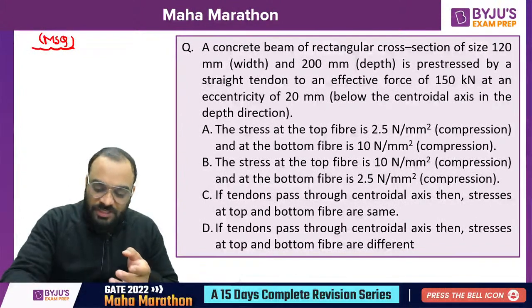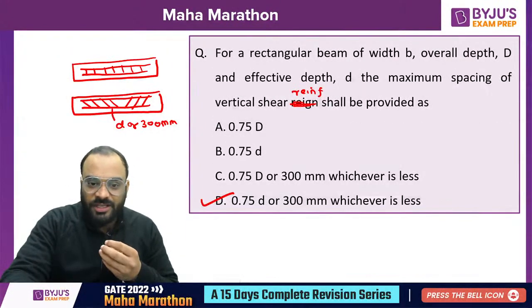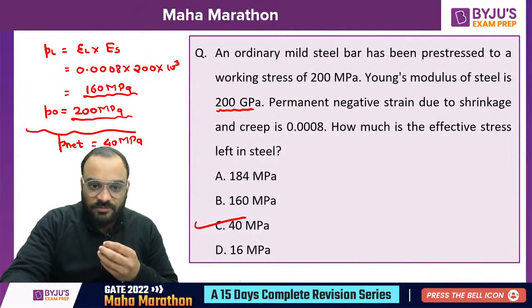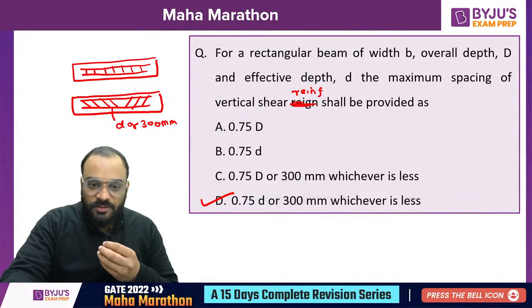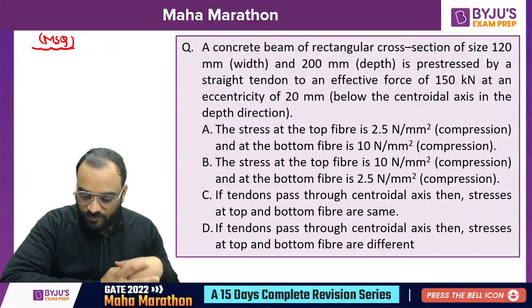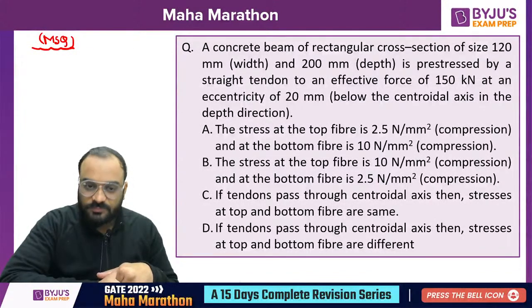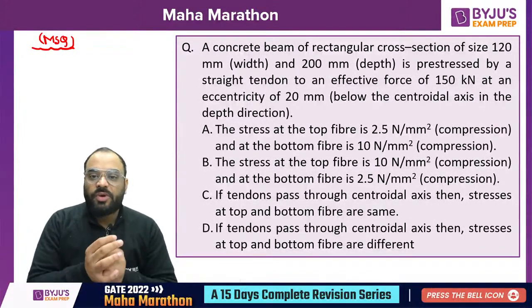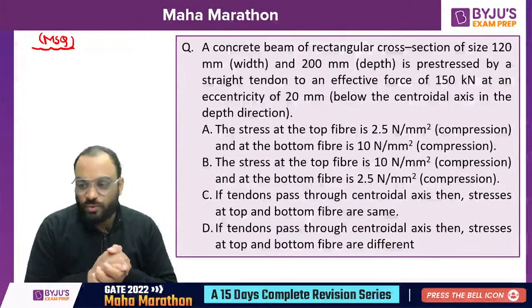Previous is A. Rituraj, the answer is D, not A. How is it possible? The answer is D, not A. Solve it, guys. Solve it quickly.